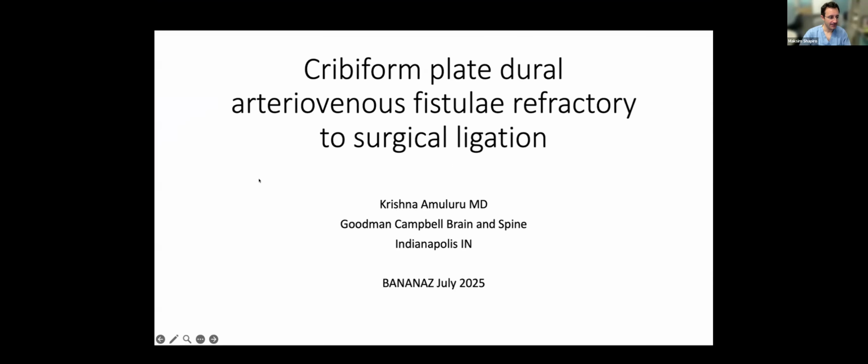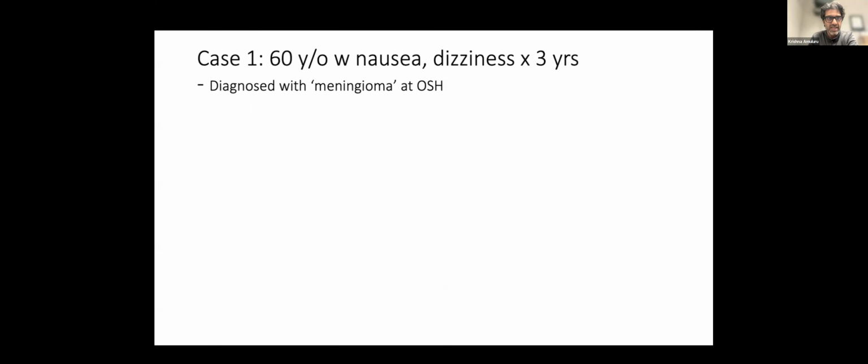Super. Hey guys, I'm Krishna. I'm one of the neurointerventional radiologists at Goodman Campbell in Indianapolis. We were on our group chat, and a couple of cases of these Cribriform plate dural arteriovenous fistulas were being discussed. So I have two cases of these Cribriform plate dural arteriovenous fistulas that were actually taken to surgery, and for certain reasons were unable to be cured. So let's just start with the first case.